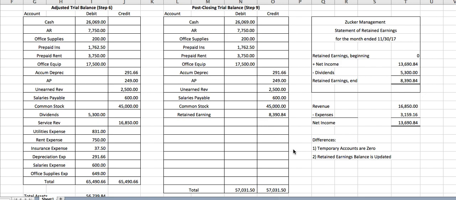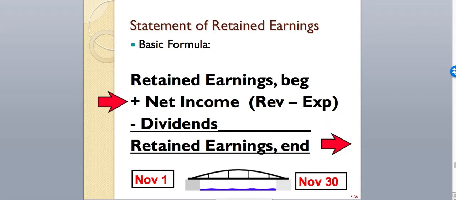So to recap quickly, the main differences between the adjusted trial balance, that was our end of November numbers that we used for the financial statements, and our post-closing trial balance, which is our numbers to start out the new month of December, are that the temporary accounts are zero and the retained earnings balance is updated now to reflect what we put in our statement of retained earnings. Okay.